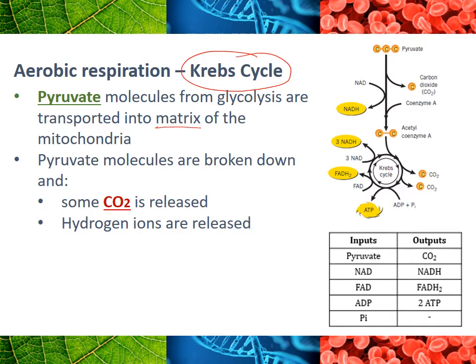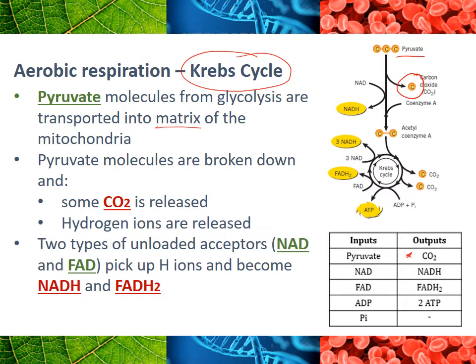The pyruvate molecules get broken down. So remember, they were 3 carbons initially. They get broken down, and as part of that, some carbon dioxide gets formed and is released. Okay, so you'll see our outputs here. We've got carbon dioxide as an output. We also get some hydrogen ions released. So remembering that the original glucose molecule had 12 hydrogens, some got released in glycolysis, a few more get released now.